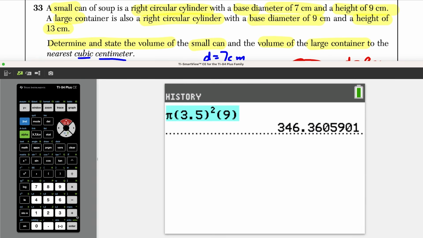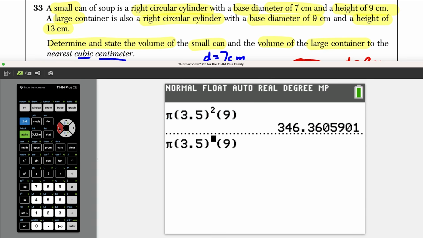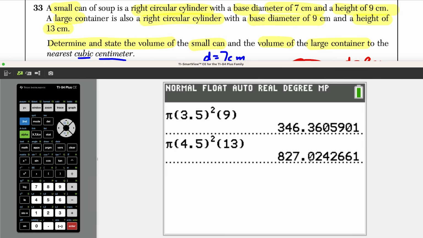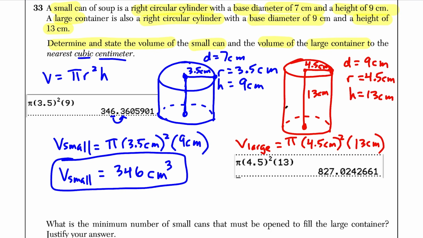So now just to save time here, remember our radius was 4.5, so I'm just going to go up to the 3 and make it a 4, and we're multiplying at the end by 13 instead of 9. So I just put a 13 and close the parentheses, and here's the volume of the large container. So once again, we're rounding to the nearest whole number, so we look at the ones place as a 7, and to the right we have a 0. So this tells us that the volume of the large container to the nearest cubic centimeter is going to be 827, we have cubic centimeters, and here's the volume of the large container.